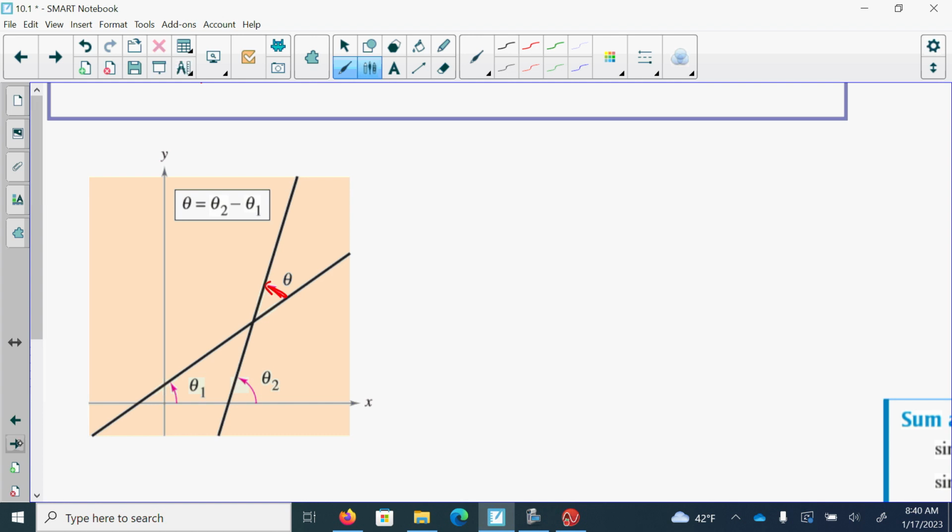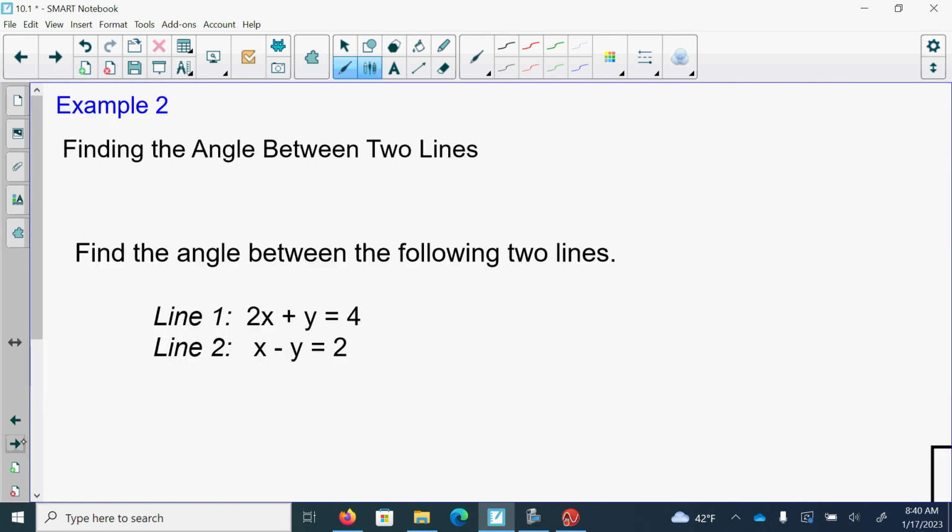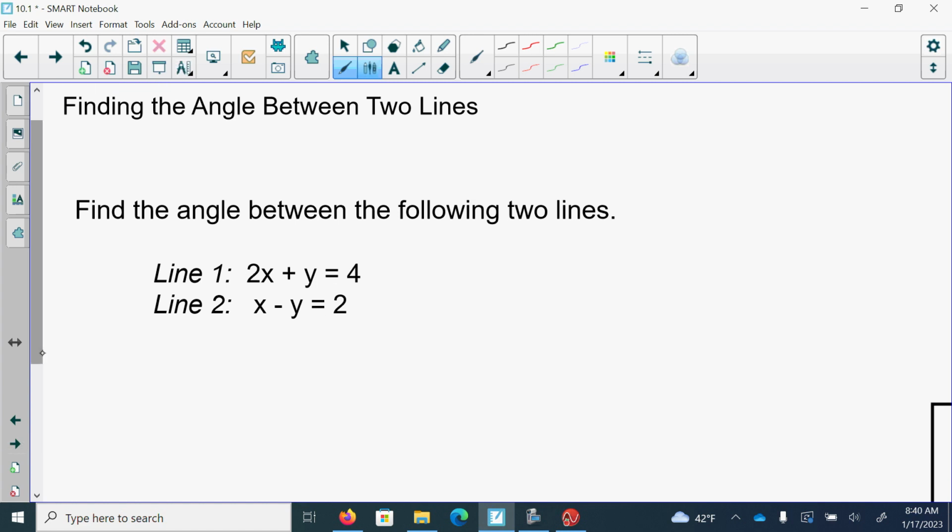So let's actually do one. Finding the angle between two lines, I have line 1 and line 2. The first thing I'm going to do is find slope 1. When I do that, I solve for y. So I'm going to say y is equal to negative 2x plus 4. So slope 1 is going to be a negative 2. To find slope 2, I'm going to take negative y is equal to negative x plus 2, divide everything by negative. And so slope 2 is going to be a positive 1.